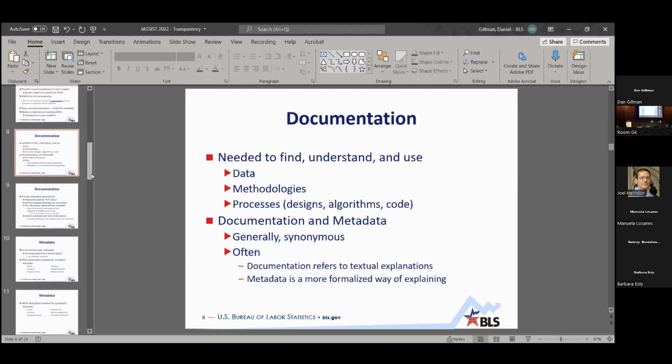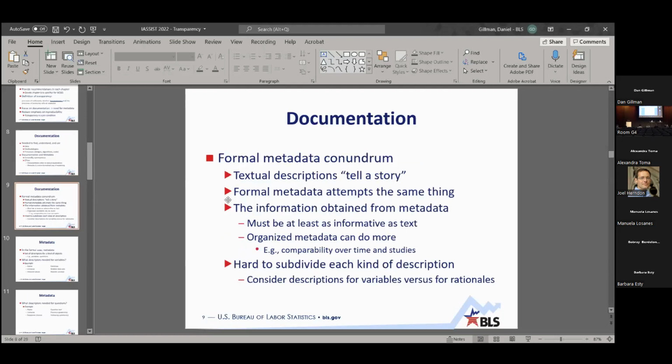So with respect to documentation, we need to be able to find, understand, and use data, methodologies, the underlying processes, designs, algorithms, code. And when we think about documentation, of course, we think about metadata. Generally, they're synonymous, but often we use the term documentation when we refer to textual explanations, and metadata is used when we mean a more formalized way of explaining things.